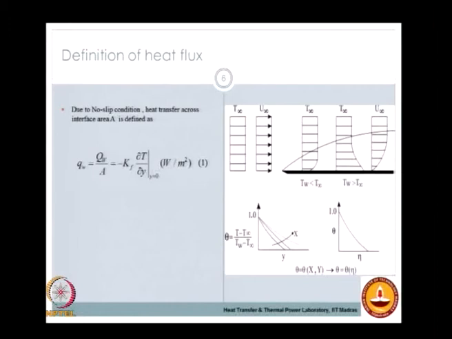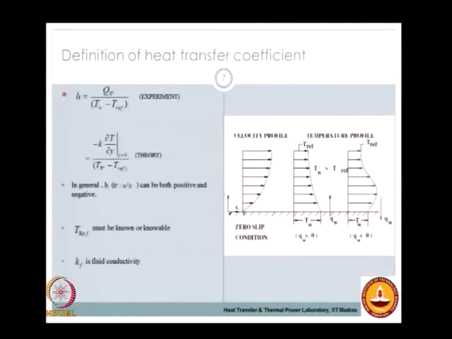Now coming to the definition of the heat transfer coefficient. Whenever we look at convective problems, we want to define the rate of heat transport from the surface, and we do this by defining what is called a heat transfer coefficient, which is defined as the ratio of the heat transfer rate from the surface to the temperature difference. The temperature difference usually is between the wall temperature and some reference temperature.